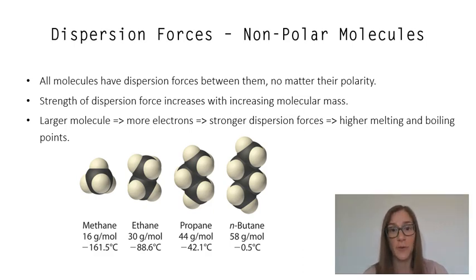The strength of the dispersion force increases with increasing molecular mass. If you have a look at this series here of simple alkanes, as you go from methane that has 1 carbon atom to butane that has 4 carbon atoms, the boiling point increases from negative 161.5 degrees to negative 0.5 degrees Celsius. This is because as you get a larger molecule, there are more electrons in the molecule. Therefore, there will be a stronger dispersion force and the molecule will have a higher melting or boiling point.